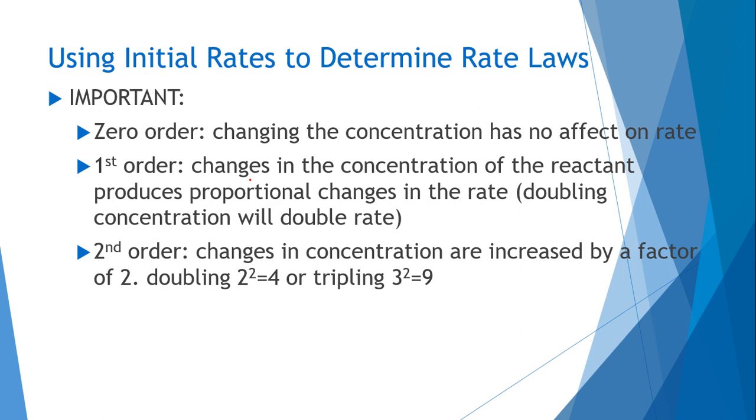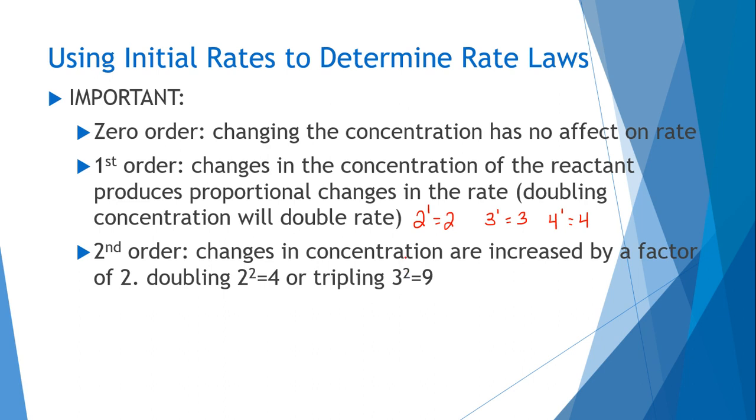A first order reaction is when you change the concentration, and it's going to be proportional to changes in the rate. So that means if you double the concentration, the rate is also going to double, because 2 to the first power, first order, is 2. If you triple the concentration, 3 to the first power means it's going to triple the rate. Even if you quadruple it, 4 to the first power, it is literally just going to quadruple the rate. It's going to be proportional.